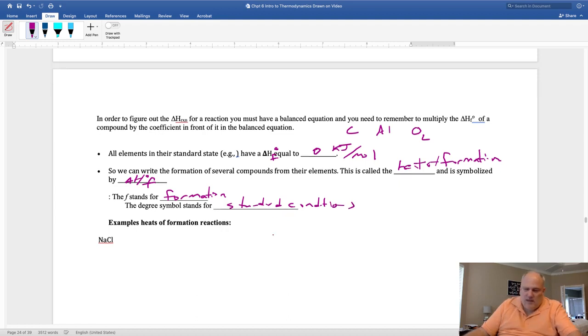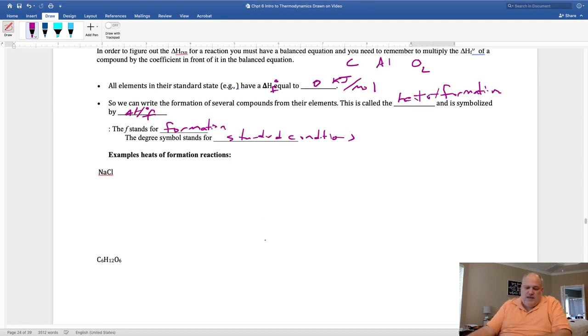Now, how did they figure out the enthalpies of formation? Well, let's say we were trying to figure out how we got 1 mole of NaCl. So let's put NaCl over here, and then let's just write an arrow next to it. So we're going to say, how do we get to NaCl?